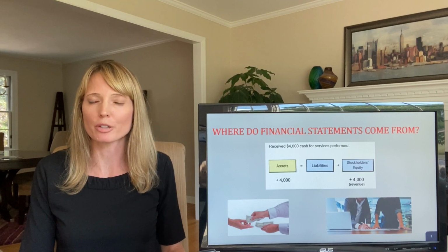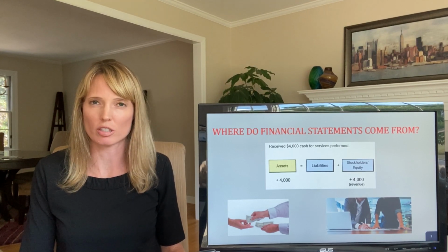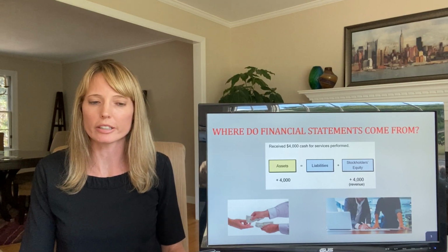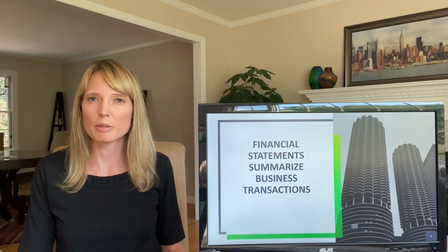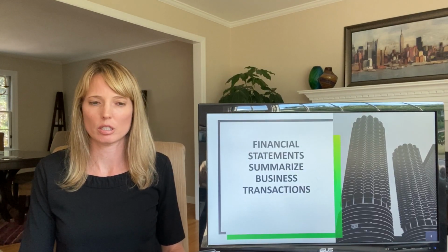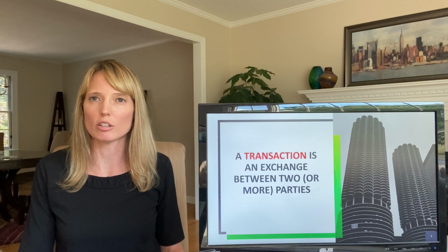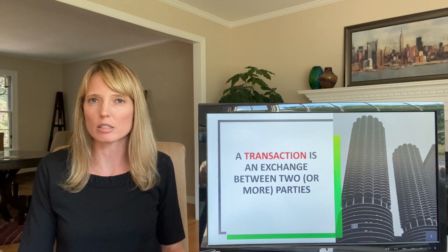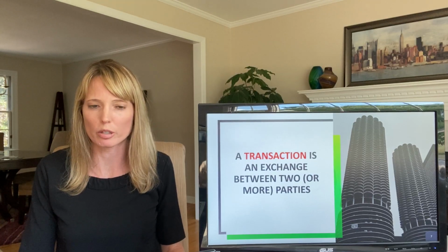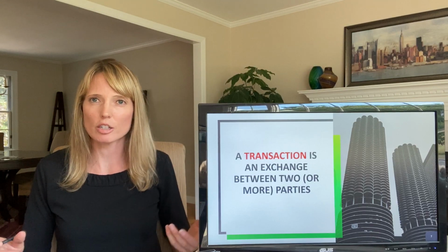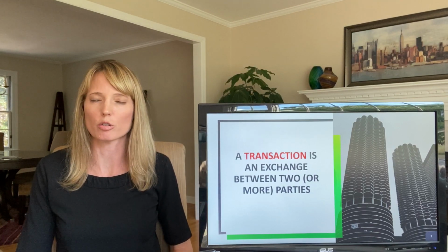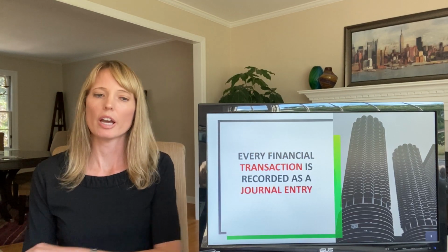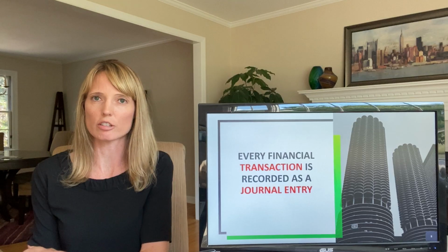The financial statements summarize all of the events or business transactions that took place for the accounting period, whether that period's a month, a quarter, or a year. A transaction is an exchange between two or more parties. So when Starbucks purchases coffee beans, it increases its raw materials inventory. Then it also has to either decrease cash because it paid cash for those coffee beans, or it now owes its supplier. Every financial transaction is recorded as a journal entry.